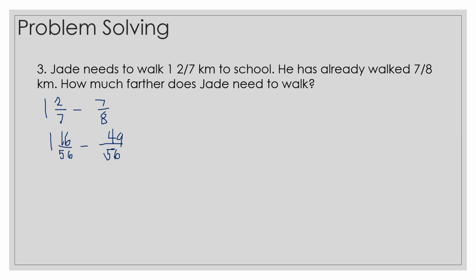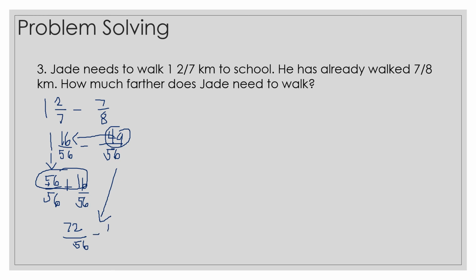Can we now subtract? No, we cannot subtract 49 from 16 because 49 is greater than 16. Therefore, we need to convert 1 into 56 over 56. And then add that to our 16 over 56. 56 plus 16 is 72. Copy the denominator 56. Now, we can subtract our 49 over 56.